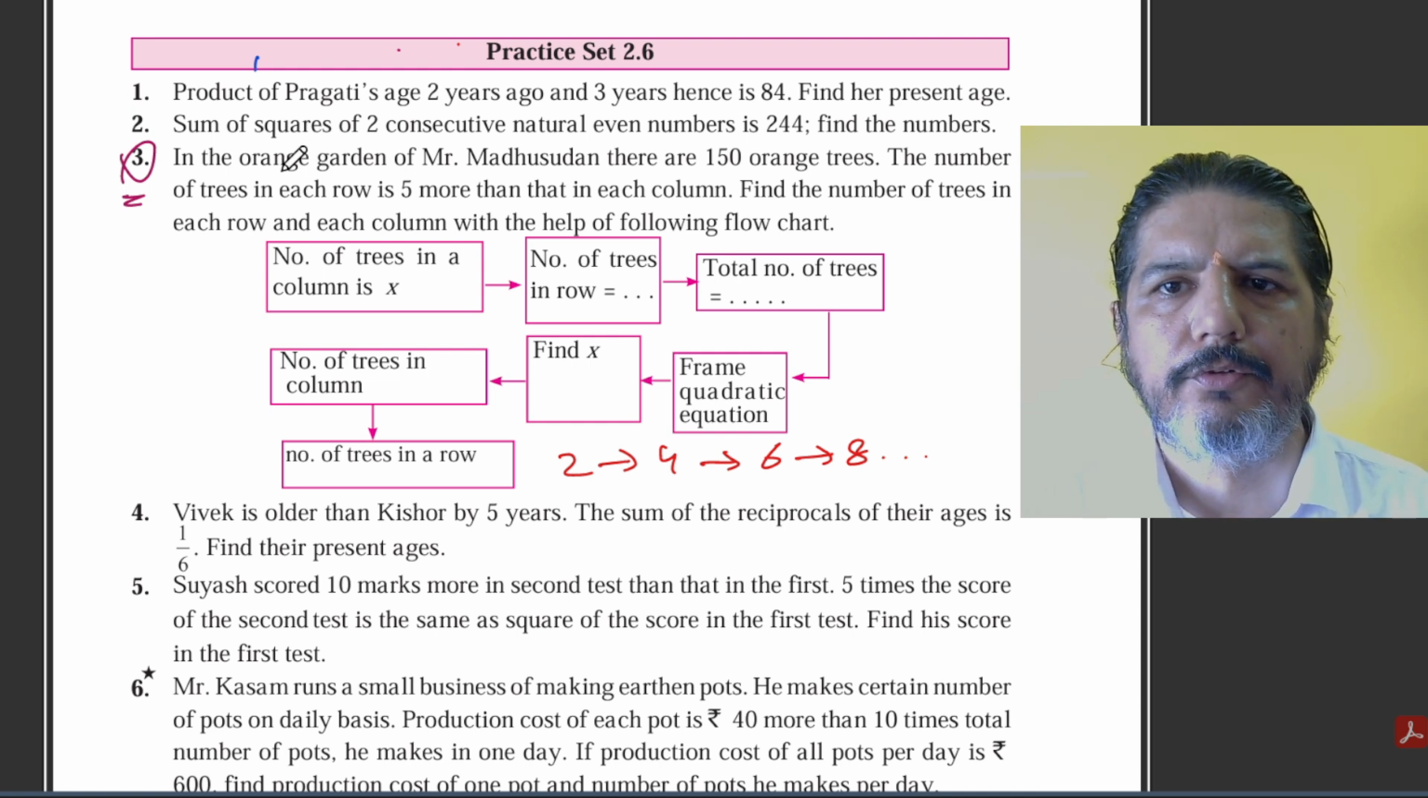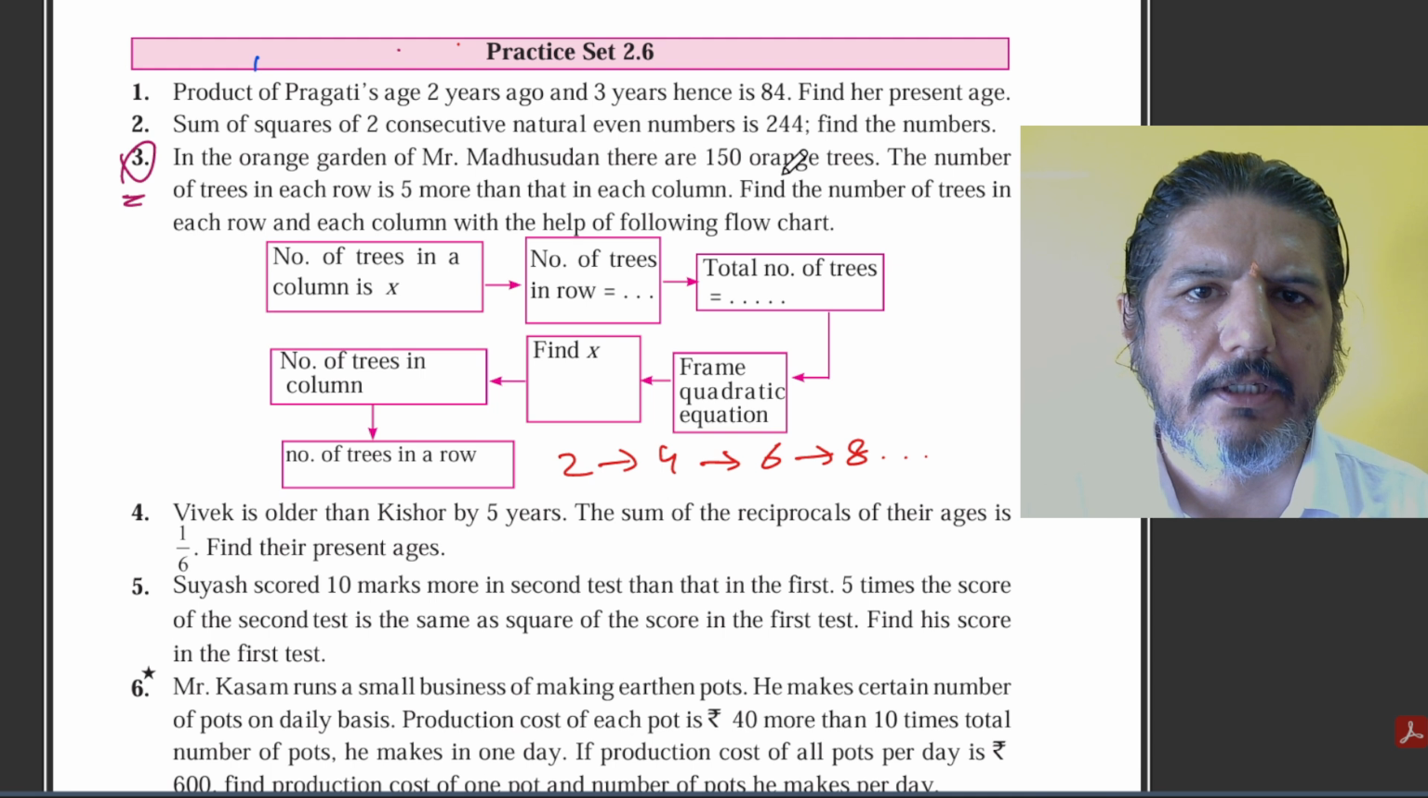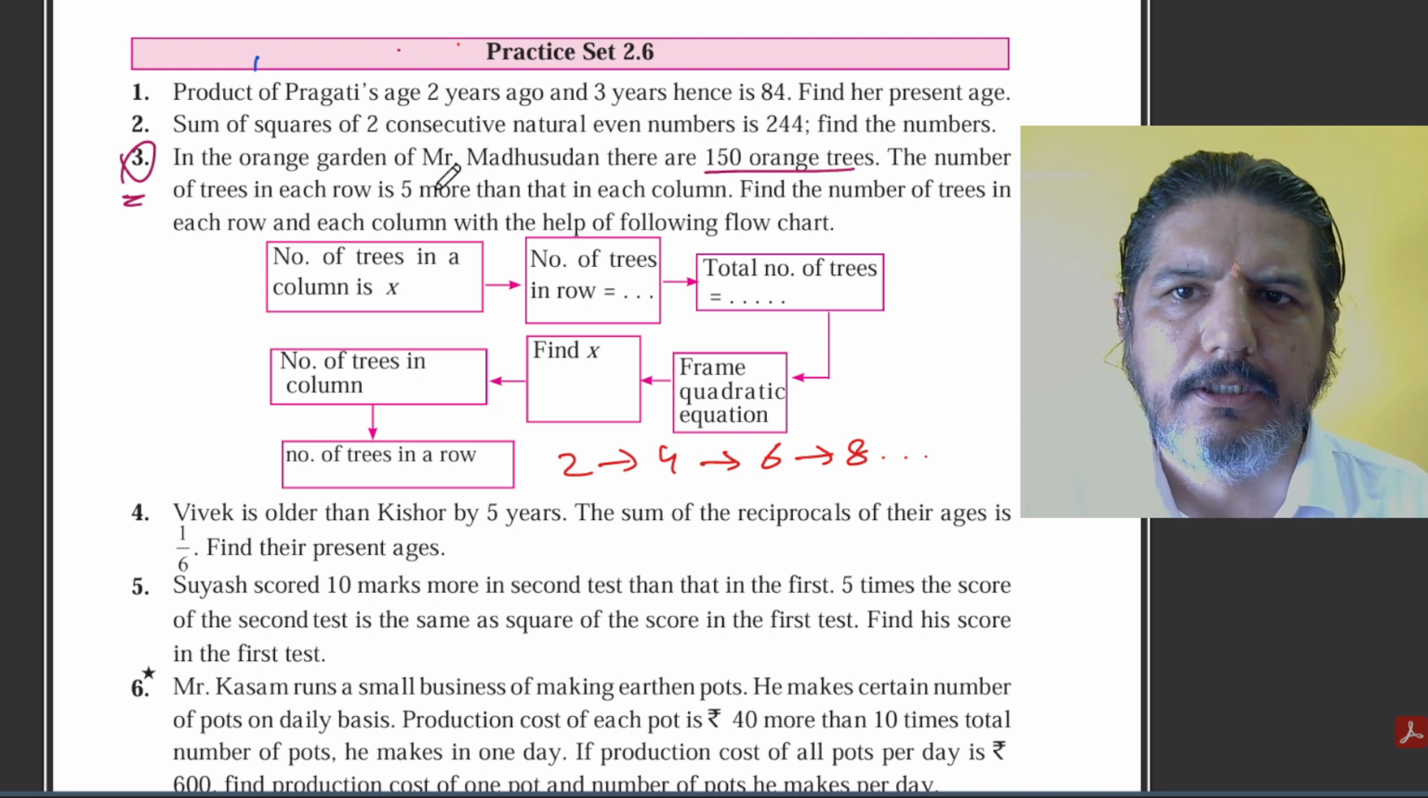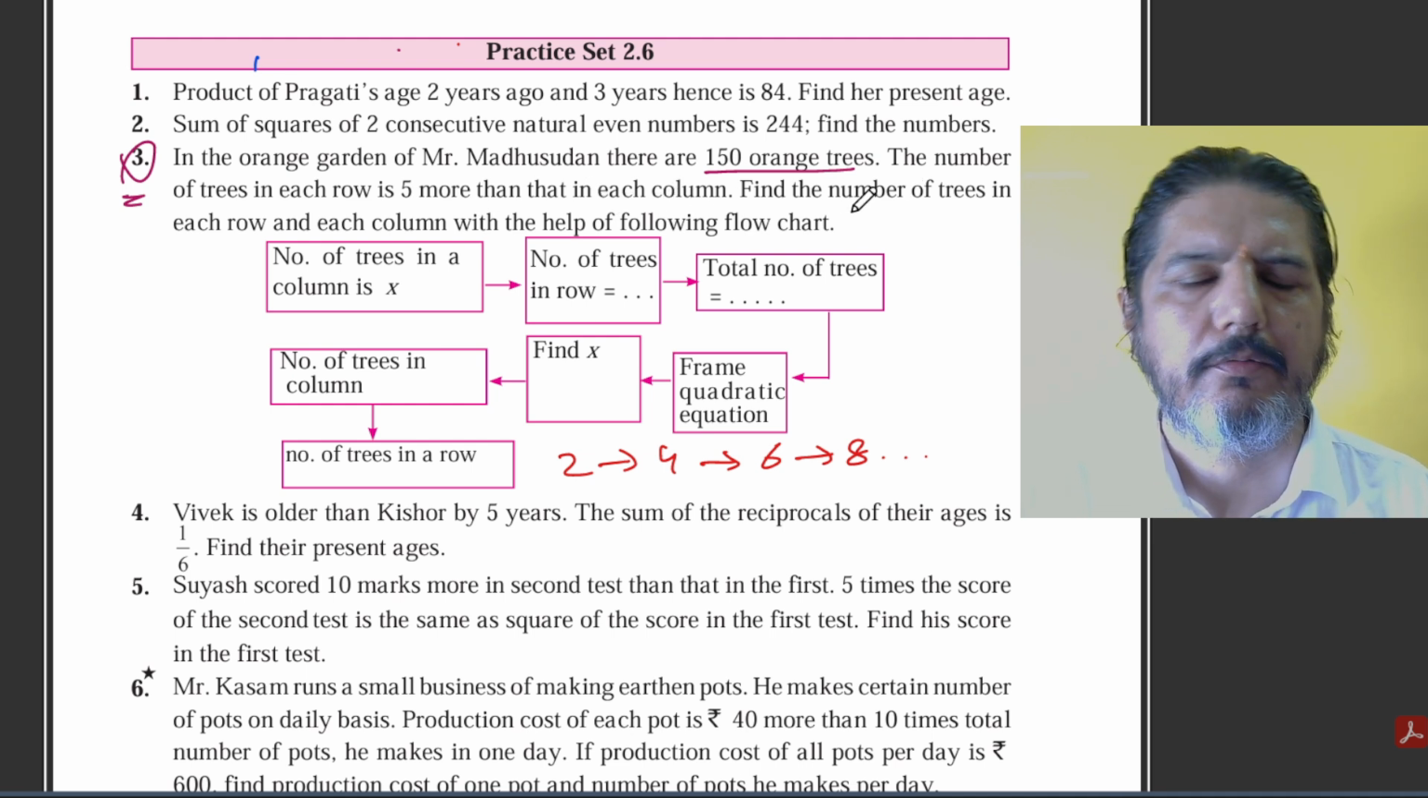So let's look at this question. In the orange garden of Mr. Madhusudan, there are 150 orange trees. The number of trees in each row is 5 more than that in each column. Find the number of trees in each row and column with the help of the following flowchart.